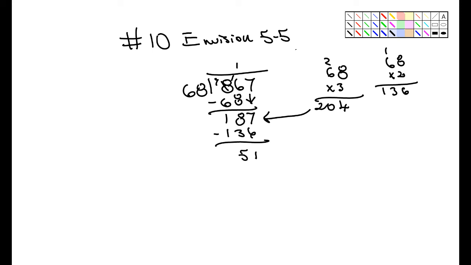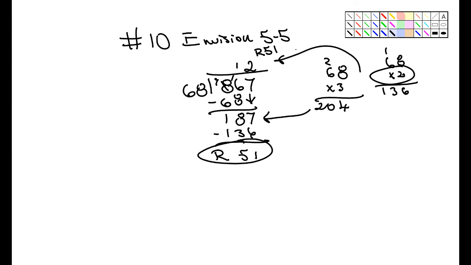How many times did it go in? It went in 2 times. Remainder 51. So there's your answer. 12, remainder 51. And you can leave in your work, you can leave the remainder down below, or you could just put a little R and put a 51 right here. That's fine.